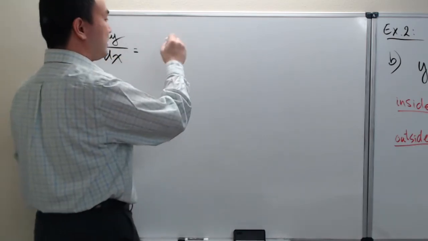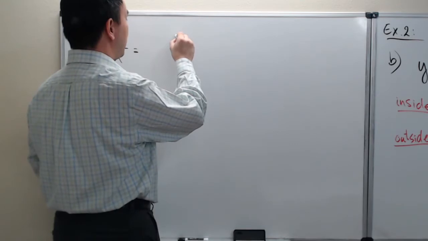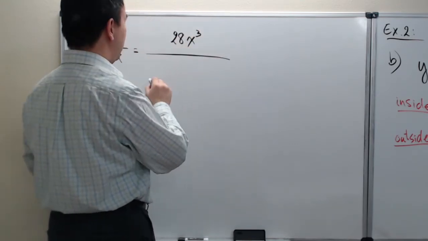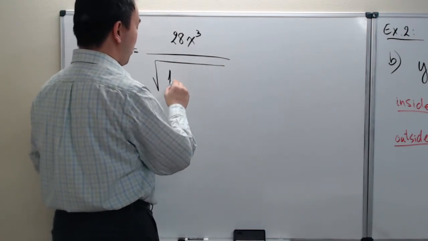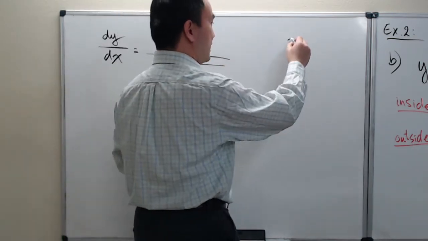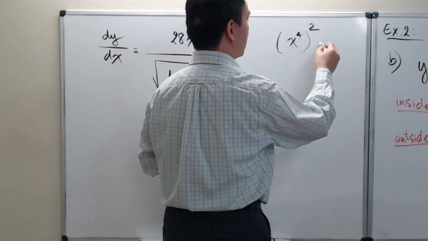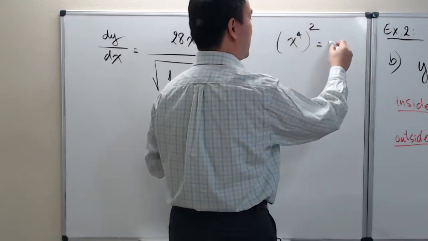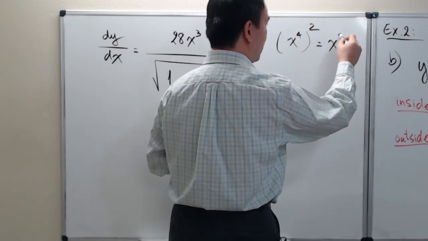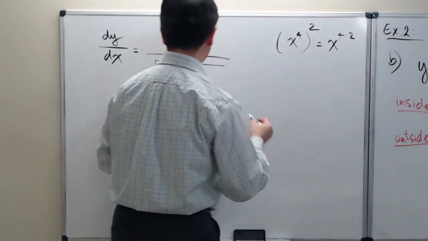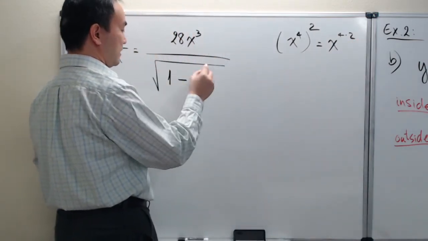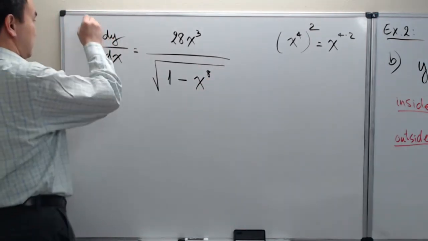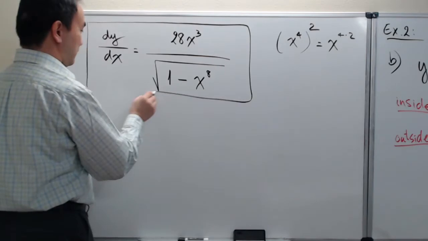Okay, so 7 times 4x cubed is going to give me 28x cubed in my numerator, and in my denominator, square root of 1 minus. But be cautious here, x to the fourth all squared is a power of another power. So that means it's x to the 4 times 2, and 4 times 2 is 8. So our final expression here is 1 minus x to the 8 inside of that square root in our denominator. Ladies and gentlemen, that is our final answer.